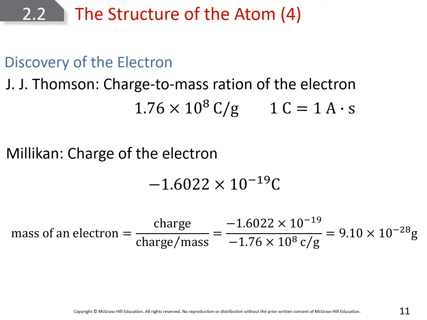Thomson also had kind of an understudy, Millikan. And between the two of them, they were able to find this charge to mass ratio and the charge of an electron. And so the charge to mass meant what is the charge per mass of the element.